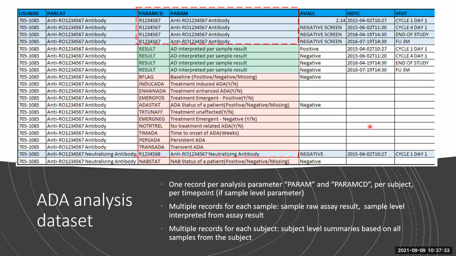The light blue shaded rows are the raw collected data. The green shaded rows are sample level evaluation. And the pink shaded rows are subject level summaries, which include subject level status and also the various flags needed for this study analysis. Next slide, please.